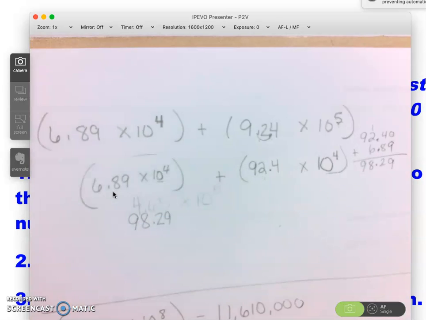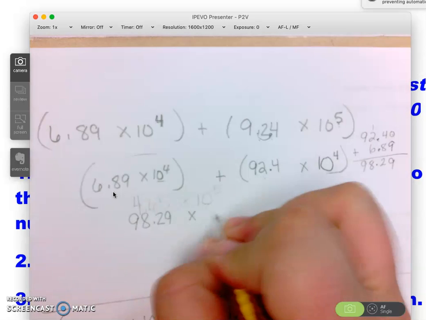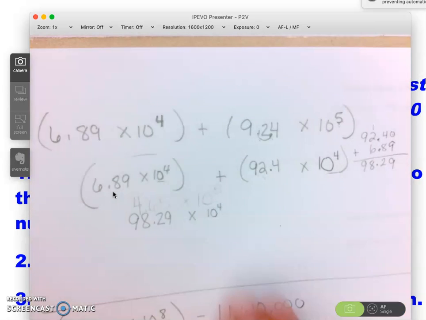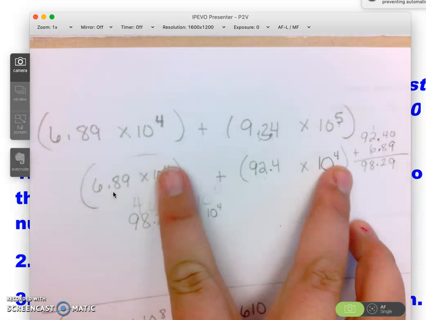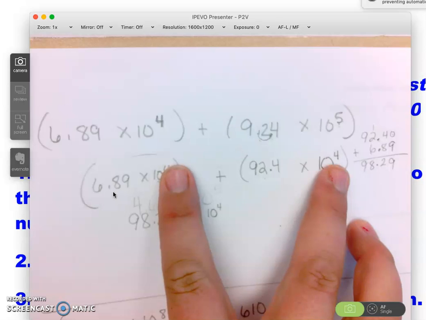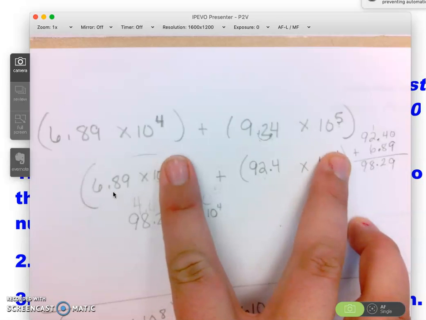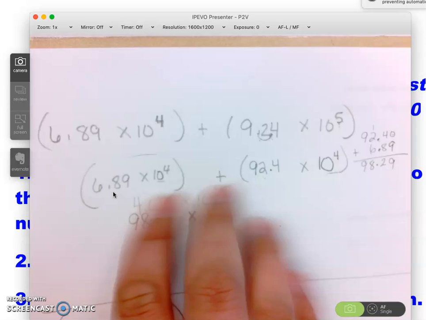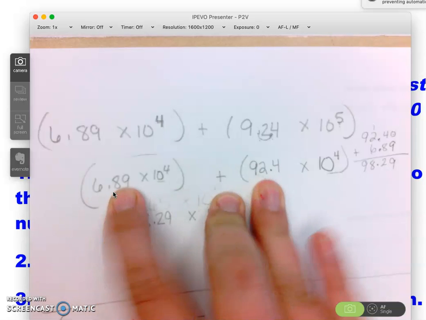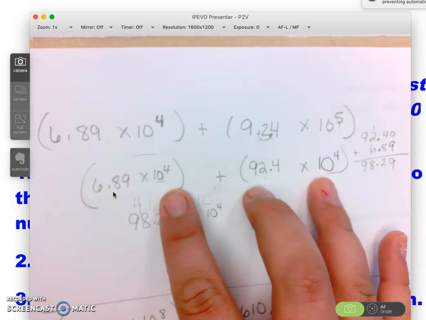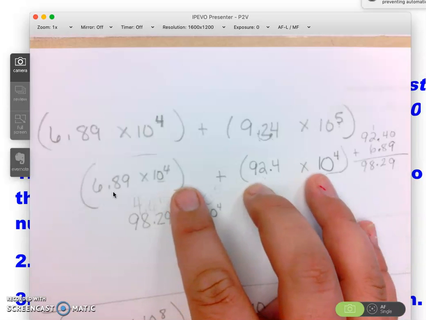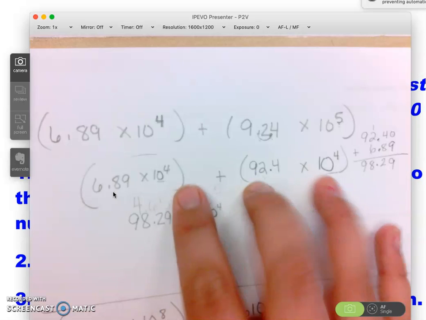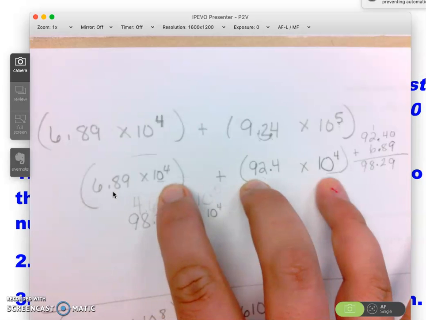98.29. Now this is important. This is going to be times 10 to the 4th power. Now this is like terms, so I do not add these two exponents. That's a big thing to remember. Do not add them. I'm actually just rearranging this, so these two numbers are being added, and then it's going to be multiplied by 10 to the 4th power. It's in a sense the reverse of the distributive property. But just remember right now, you do not add those exponents.